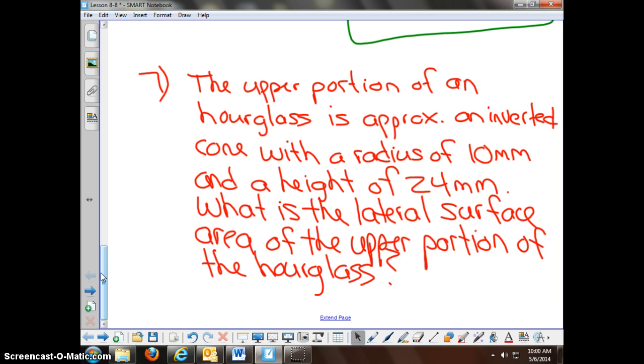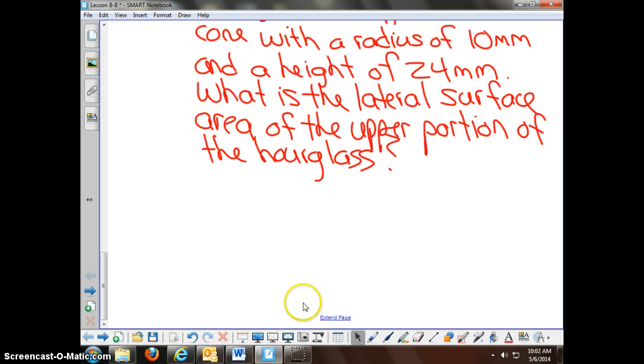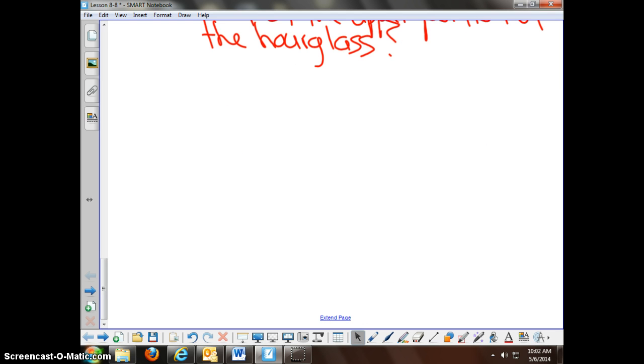My advice was to draw a picture to get started. You are not reading this incorrectly. We're talking about the height being 24 millimeters, not the lateral height. All right, so how are we going to, first of all, draw this? Because I want to draw a picture before I get started with my math.